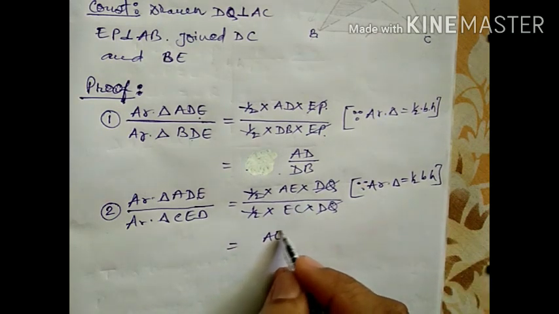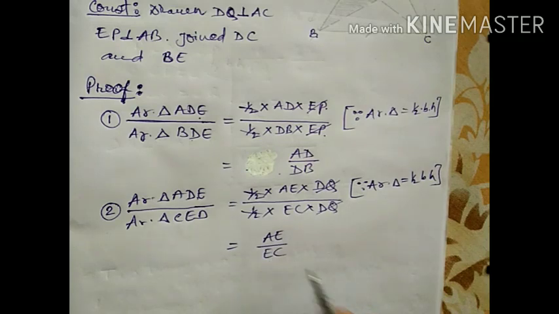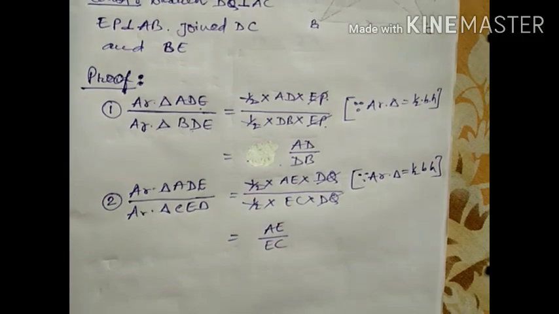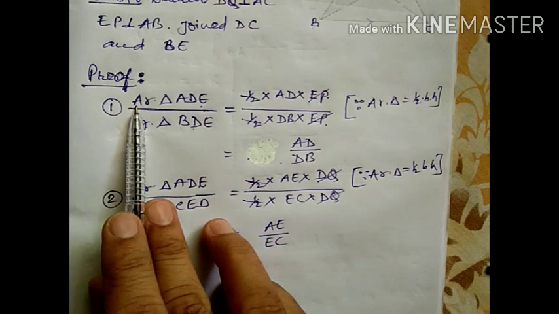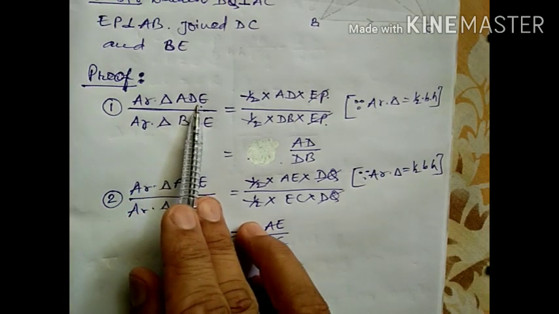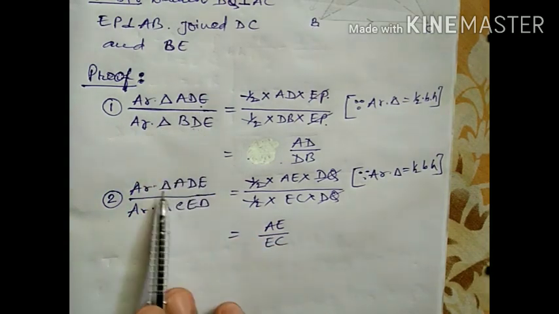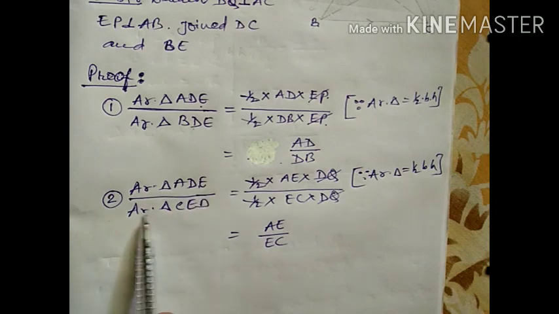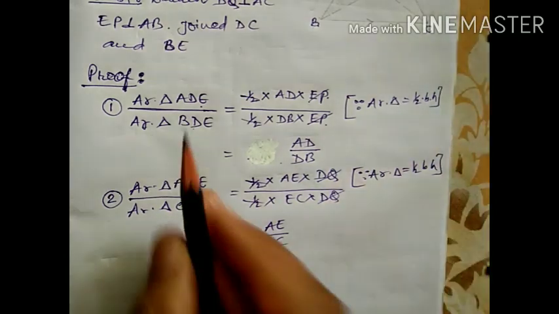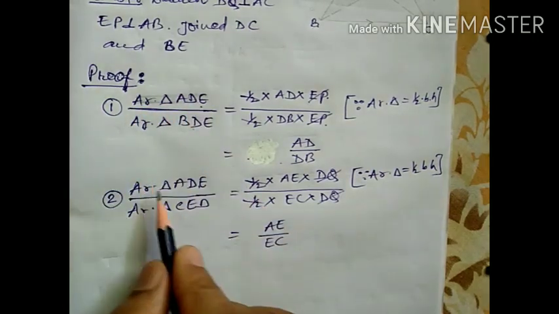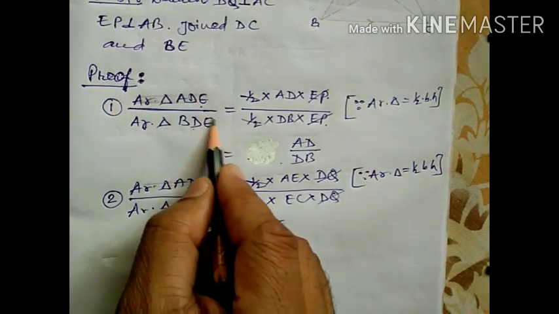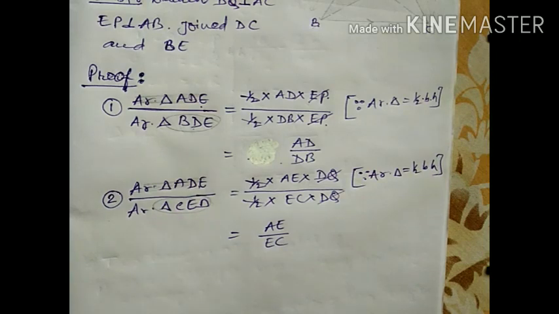Then we get here AE by EC. Okay. So here what you find is area of triangle ADE by BDE, area of triangle ADE by CED. The difference between the two ratios here: see, these two triangles are the same, but these triangles are different. Then what do you have to prove?